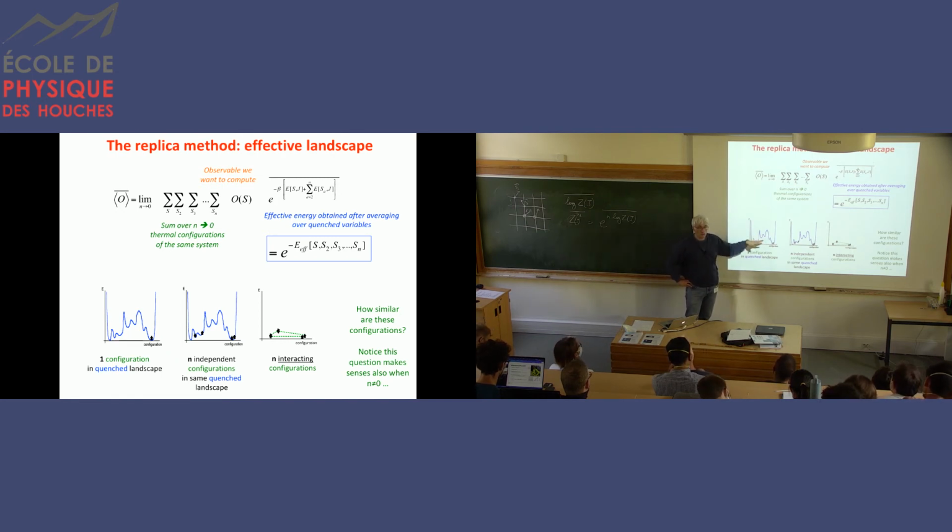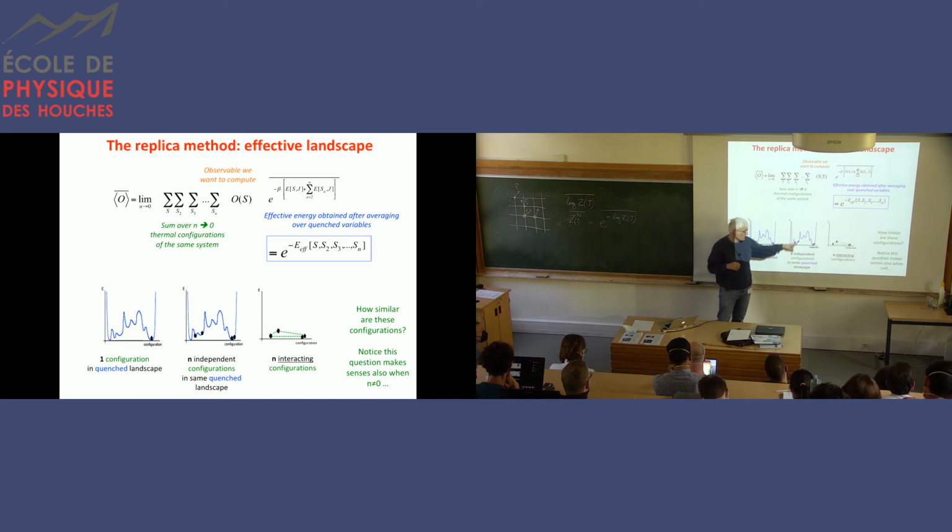There might be a lot of local minima and so on, and you don't know how to describe it. So the initial problem is this one configuration in a quench landscape. What you do is replace this problem by, first of all, throwing n configurations in the same landscape, where n is small n, the number of replicas. And they are completely independent, right? So just throwing them, that means that they are thermalized, they are described by the same probability, exponential minus the energy over temperature and so on.